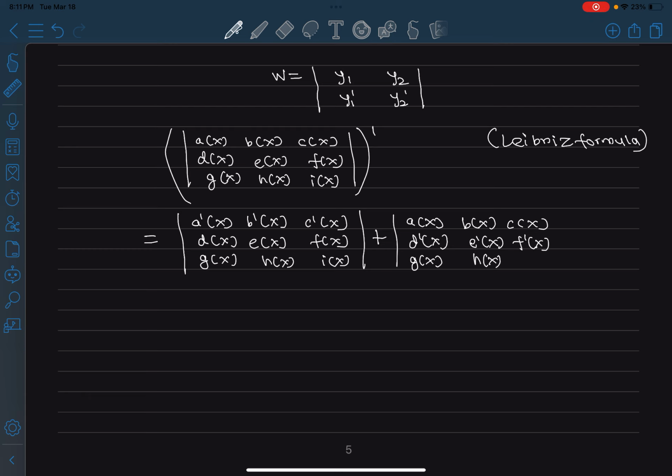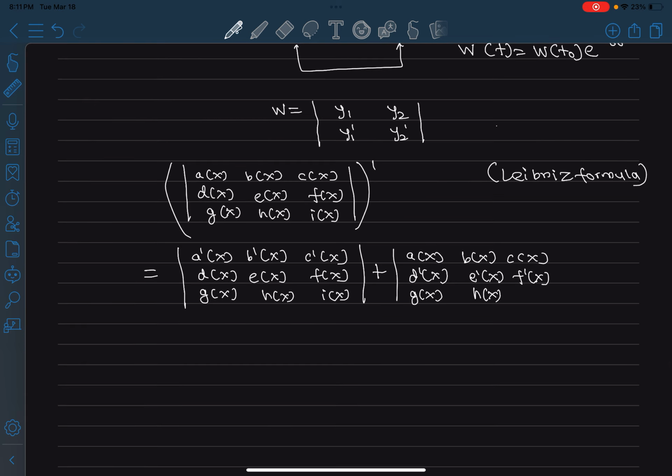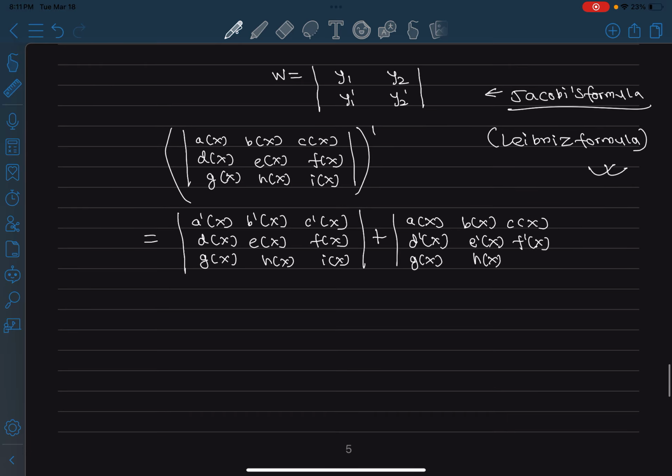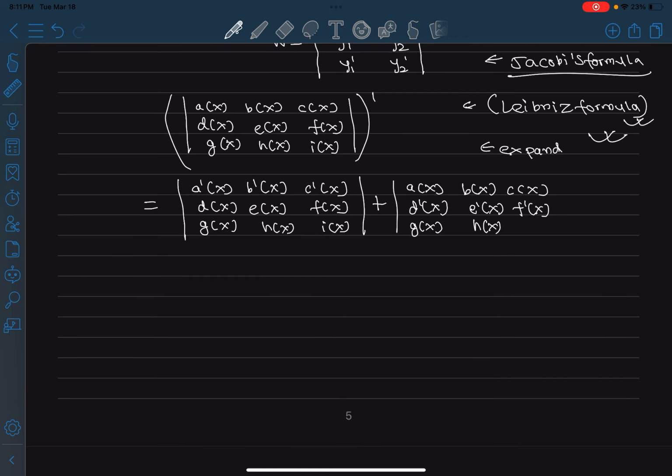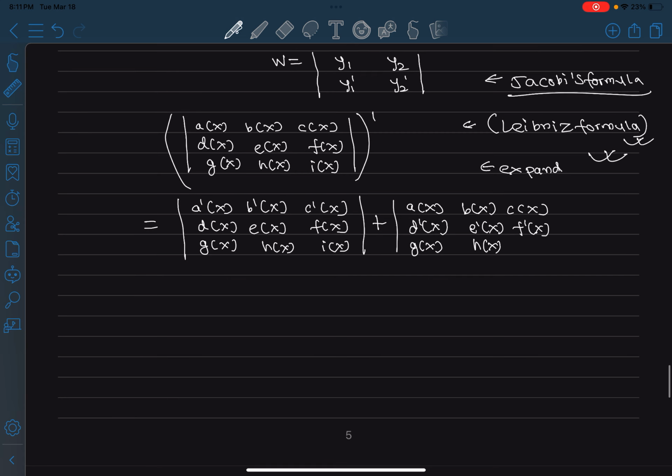There's also another formula to find the derivative of a determinant, which is Jacobi's formula. But that one will not really be helpful here, while this one will be. And the third way is to simply expand and find the determinant. But among these three, this is the most helpful way, so we are going with that. I'm just introducing what the Leibniz formula way is to find the derivative of a determinant.